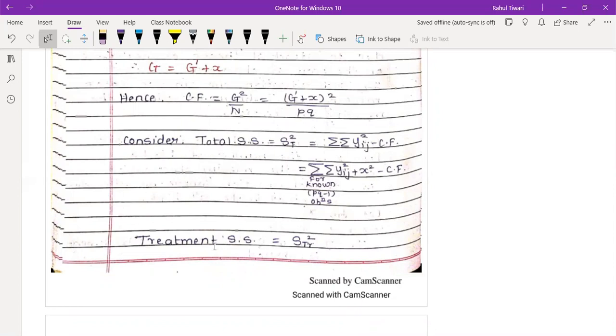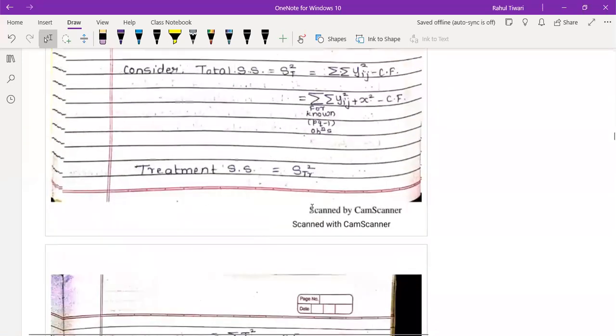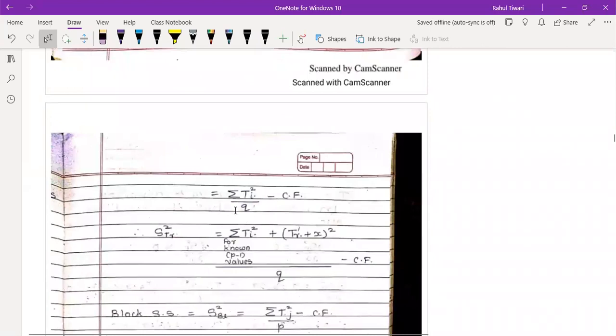Similarly, one can define the treatment sum of squares, which is Ti dot squared minus the correction factor. If you look at all these formulas, they are the same; the formulas are not changed. As I said, i takes values 1 up to p, and j takes values 1 up to q. So if the dot represents j, that means it goes up to q. That's why I have to divide by q.